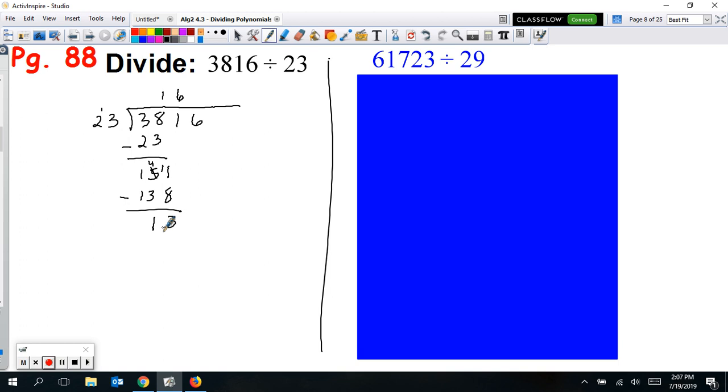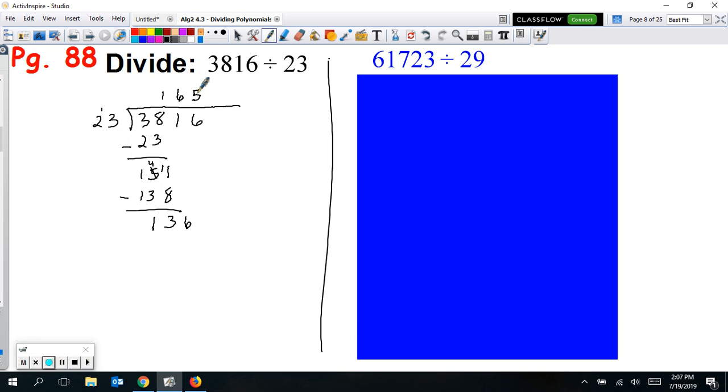So 13 is what we get there, but now we need to bring down our next number, 6. So we get 136. How many times does 23 now go into 136? Well, we can see 138 was a little too much, so it's got to be 1 less than 6, which would be 5.